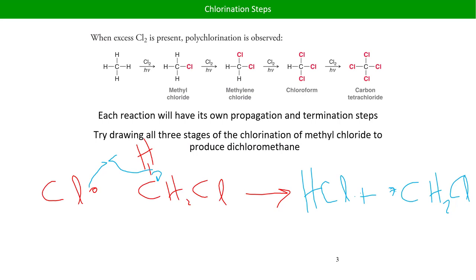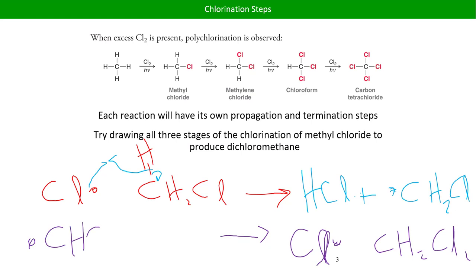And the second propagation step, if we want the initiator molecule to cancel out, we need to make another initiator molecule. And if we want our CH2Cl radical to cancel out, that's going to be our other reactant. Because if we want the two reactions to add up to the net reaction, all the radicals have to cancel out. So we need to make another Cl radical. And we're also going to need to make our final product, CH2Cl2. So then it's going to be our methyl radical plus another chlorine.